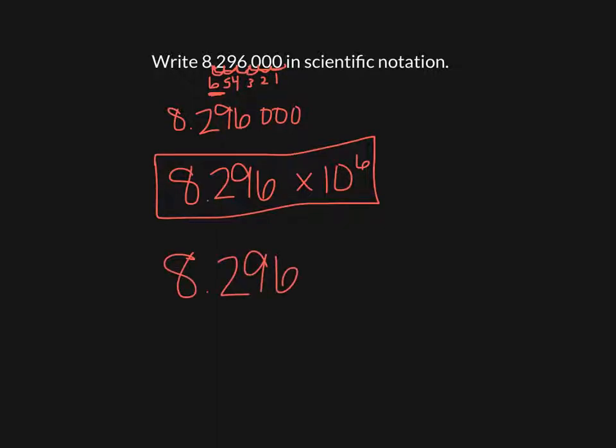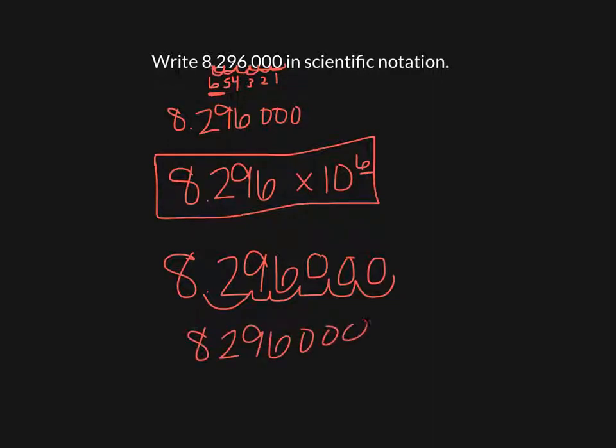And then I just have to move my decimal 6 places, and I should get the same number as what I started with. 1, 2, 3, 4, 5, 6. And then I'll put in my zeros on these blank spots here. So I'd get the number 8,296,000. Put in my commas. 8,296,000, just like what I started with. Okay, that's kind of how you check your work to make sure you wrote the right number for your exponent. Okay, let's look at the next one.